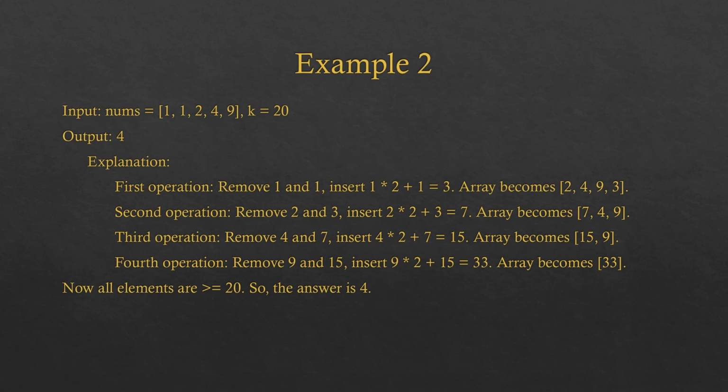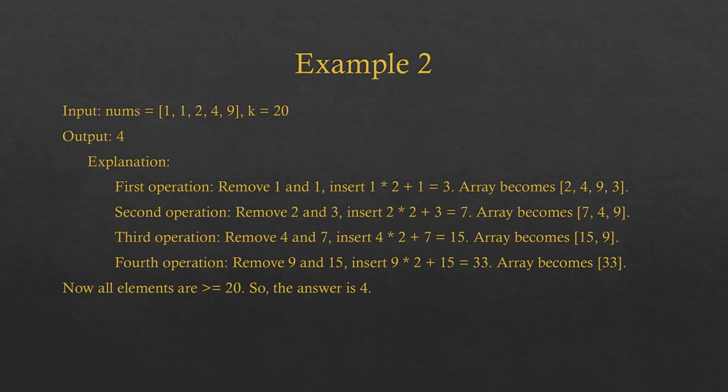In the second operation, we remove 2 and 3 and the new number is 2 times 2 plus 3, which equals 7. The array becomes 7, 4, 9. In the third operation, we remove 4 and 7 and the new number is 4 times 2 plus 7, which equals 15. The array becomes 15, 9.